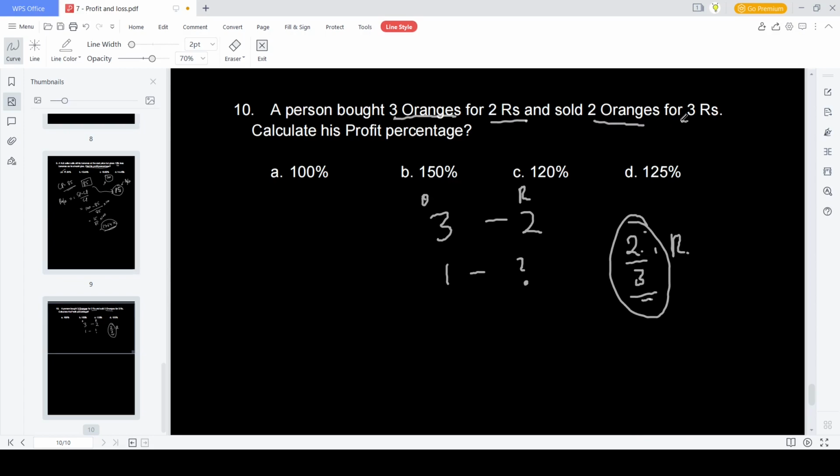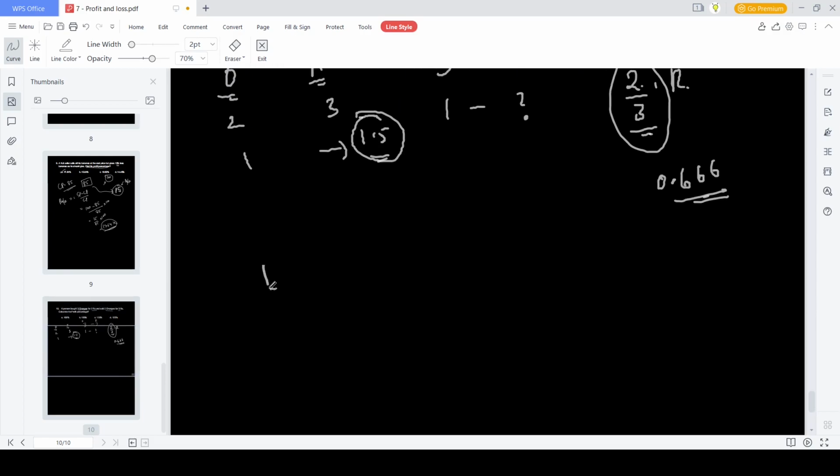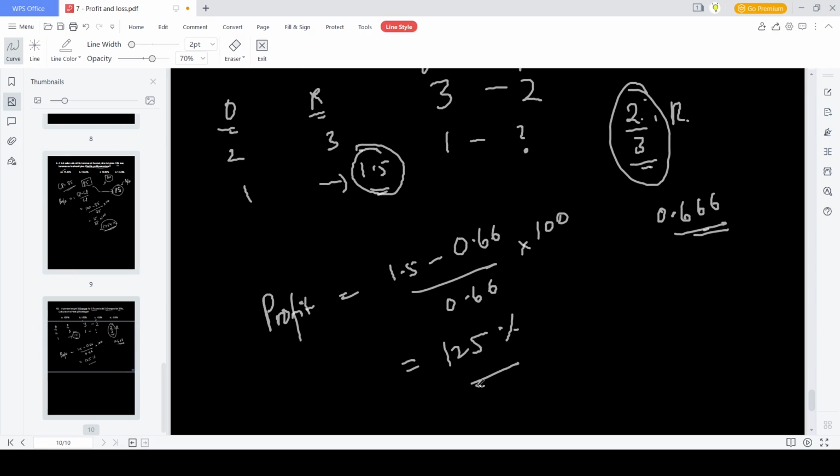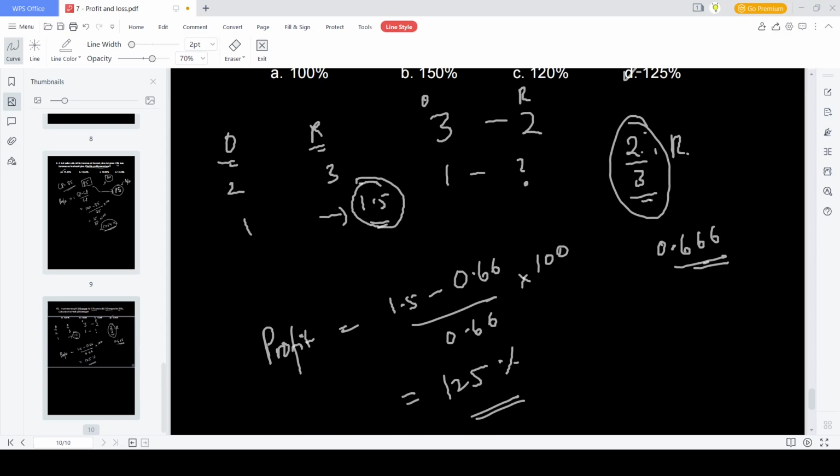And he sold 2 oranges for 3 rupees, so we'll calculate the selling price. 2 oranges for 3 rupees, so 1 orange for 1.5 rupees. So his selling price per orange is 1.5. His cost price per orange is nothing but 0.666. Now we have to find out his profit percentage. Profit percentage is given by his selling price minus his cost price, divided by his cost price, into 100. This comes as 125% profit. So he makes 125% profit on his oranges, per orange.